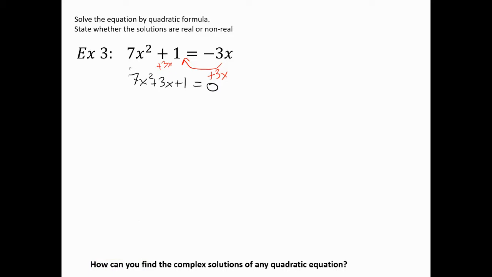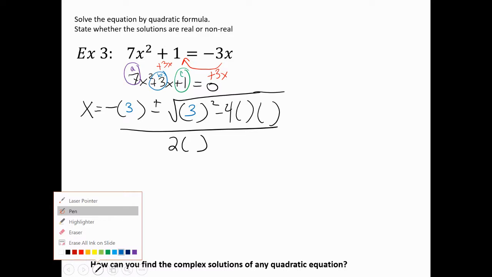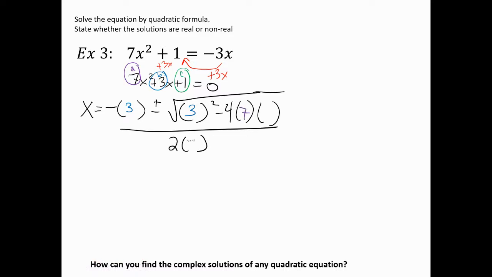So we know our a is 7, our b is 3, and our c is 1. We're going to put it into this formula: x equals negative, parentheses, plus or minus, all over 2 parentheses. We need b first, so it's going to be a 3 and a 3. We're going to put our a here and here, and our c is 1.